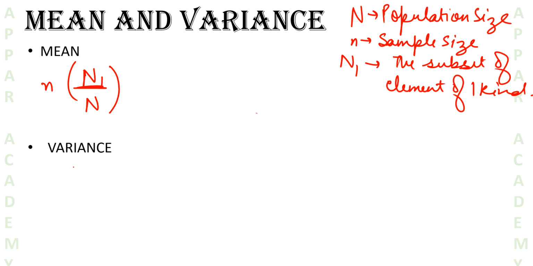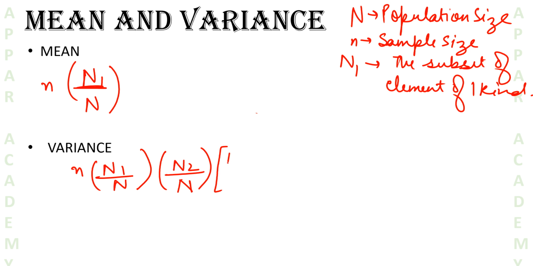Now the variance is simply given as n into n1 upon N into n2 upon N into capital N minus small n upon capital N minus 1.